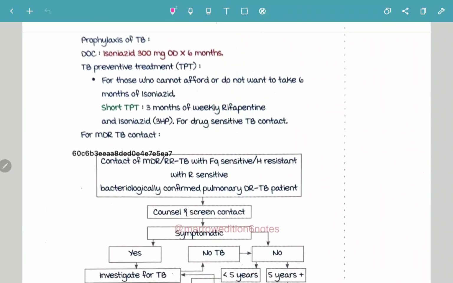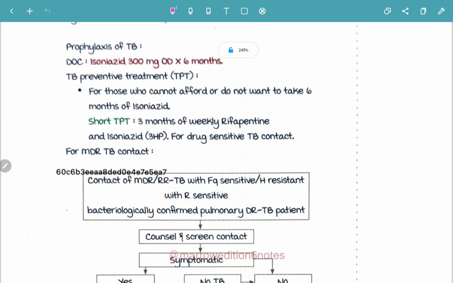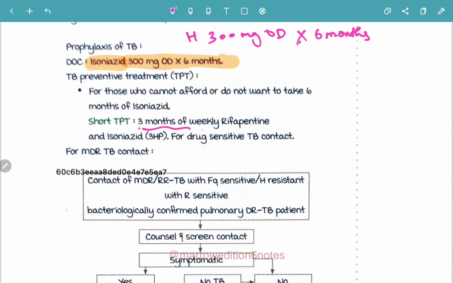So coming to the prophylaxis of tuberculosis, the drug of choice for prophylaxis is isoniazid 300 mg OD, once daily for around 6 months. Then TB preventive treatment is for those who cannot afford or do not want to take 6 months of isoniazid. Short TB preventive treatment is only 3 months of weekly rifampicin.